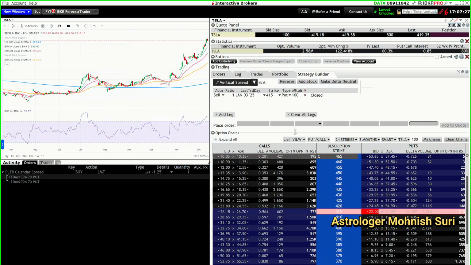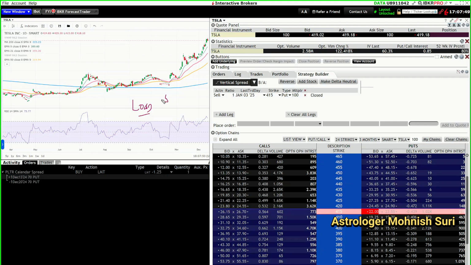So here it is. I click on this. So we are selling January 3rd, 2025. One contract. This is contract at the strike price of 415. And now to limit our risk and also to limit our margin requirements. Margin requirement is the loan what the brokerage will give you to execute any trade.